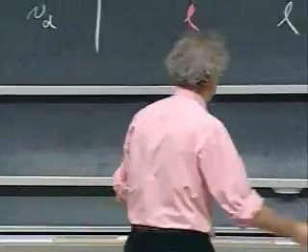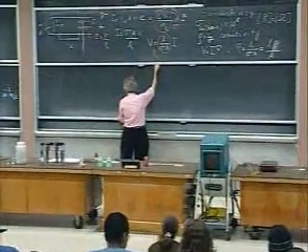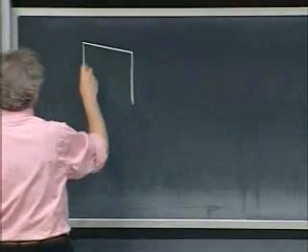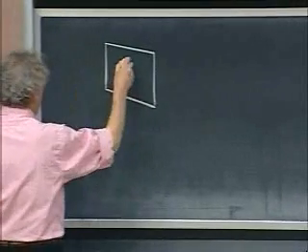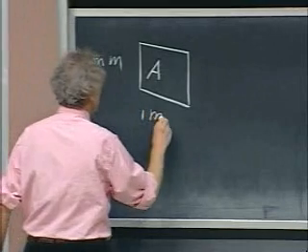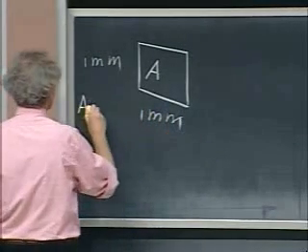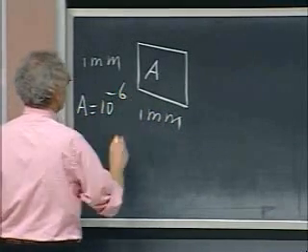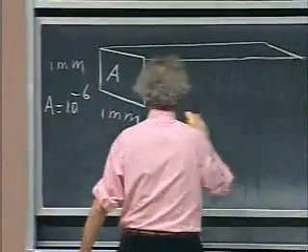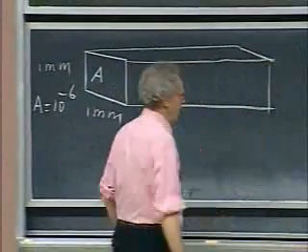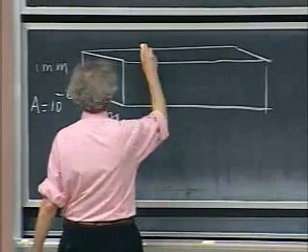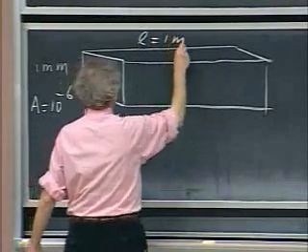So I'll start off with a chunk of material with cross-sectional area A. Let's take it 1 millimeter by 1 millimeter. So A is 10 to the minus 6 square meters. So here I have a chunk of material, and the length of that material, L, is 1 meter.